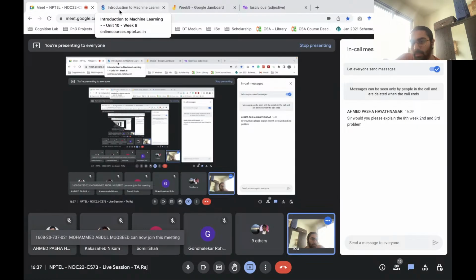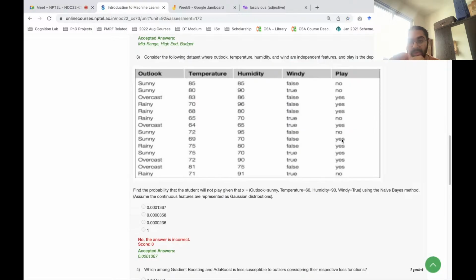No? Okay. Fine. Now we have the third question. Consider the following data set where outlook, temperature, humidity, and wind are independent features, and play is a dependent feature. Find the probability that the student will not play given that X is sunny and so on, using the naive Bayes method. Assume continuous features are represented by Gaussian distributions. So the continuous features are humidity and temperature here, right? Outlook and windy are categorical.